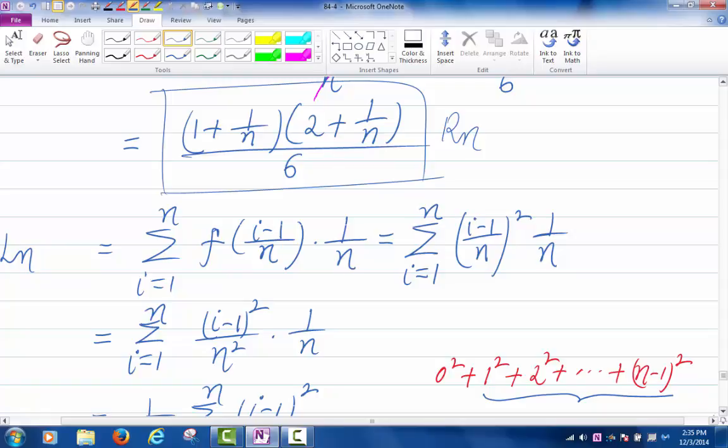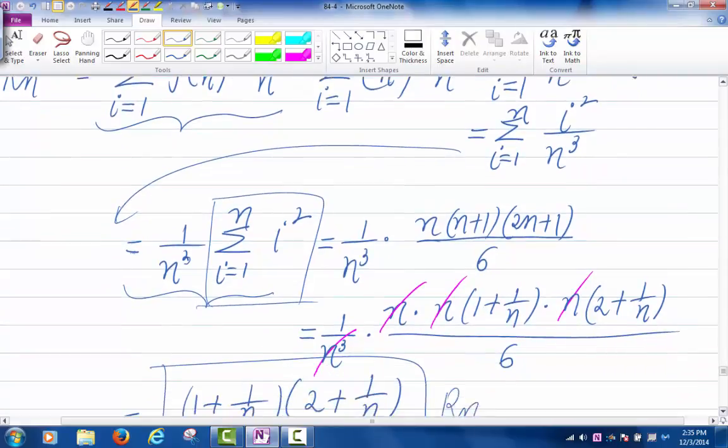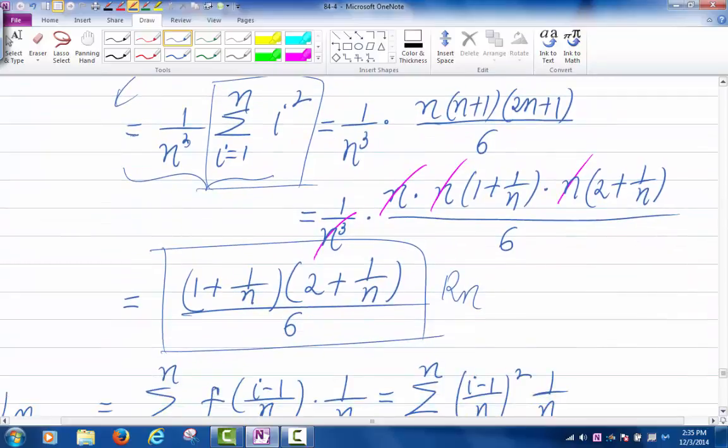Is everybody okay with that? You guys are okay with that? This is the value of Rn. Any questions so far? Any questions? Okay.